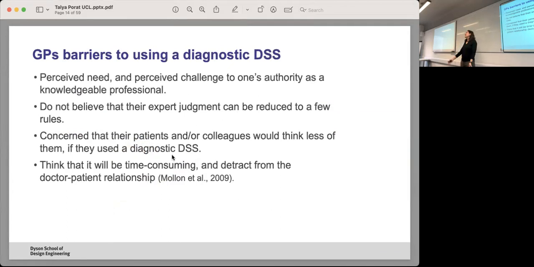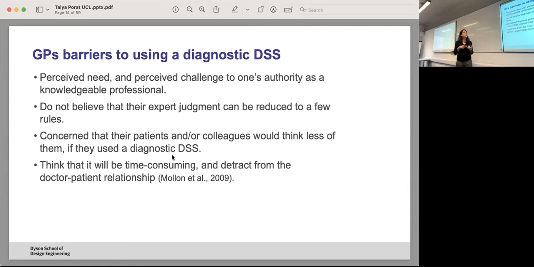And we know diagnostic decision support systems are not something new. They're already like 50 years old. But still, their use is very limited because GPs sometimes don't perceive the need for that, right? I've studied 15, 20 years now. A system will tell me what to do? It doesn't make any sense. So they don't perceive the need sometimes.